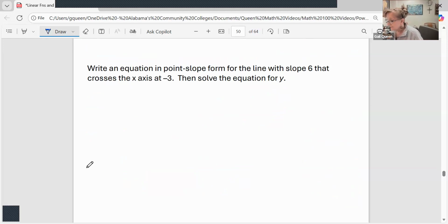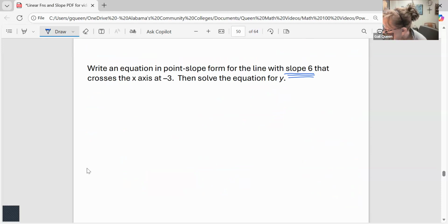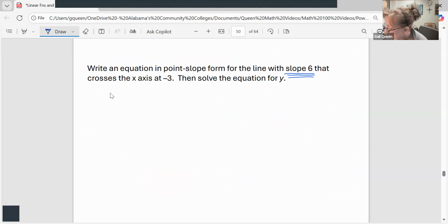Write an equation in point-slope form for the line with slope 6. Oh, good. Okay, slope 6. They gave me the slope. I don't have to calculate this time. And crosses the x-axis at negative 3. Now, that's new and different.